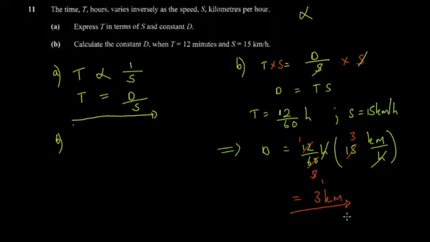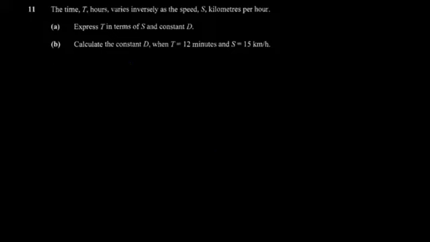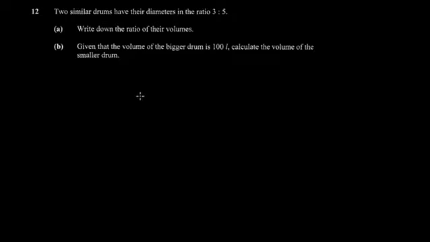Okay, so we're going to move over to our second question for this video. The second question says you have two similar drums. They have diameters in this ratio. So the ratio of diameters is called the scale, so it's the length ratio. When you're asked to calculate the ratio of their volumes, it should reflect on the ratio of the diameters, or the length ratio.